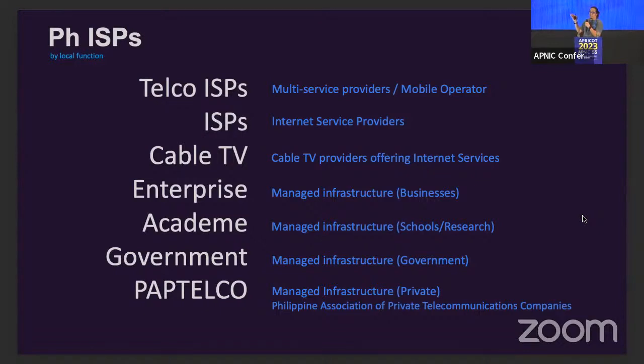So on the first part, the telco ISPs, given they provide both mobile and other services. Then ISPs, basic internet services. Then we have the cable TVs. A lot of the movement in terms of ASNs came from cable TVs, which historically just provided cable service, and then they are now ISPs in those specific areas. Enterprise also plays a role in this one because they manage their own infrastructure, as well as academies, which have different branches across the Philippines, where they normally home it to one big campus and it's aggregated from there.